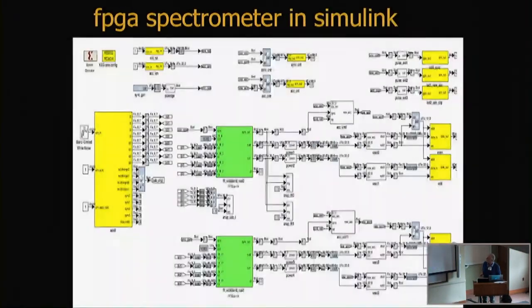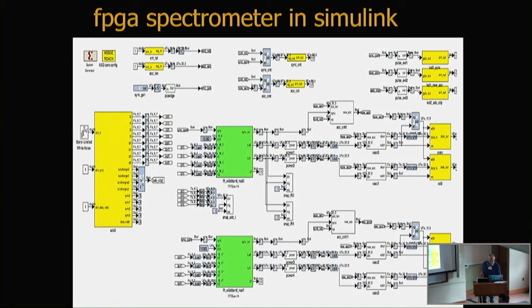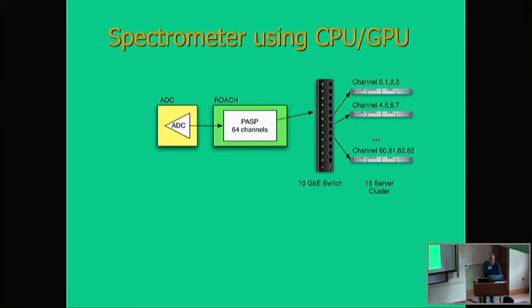There's nothing intermediate? Well, this is another way to build a spectrometer. This is one implementation of a spectrometer.